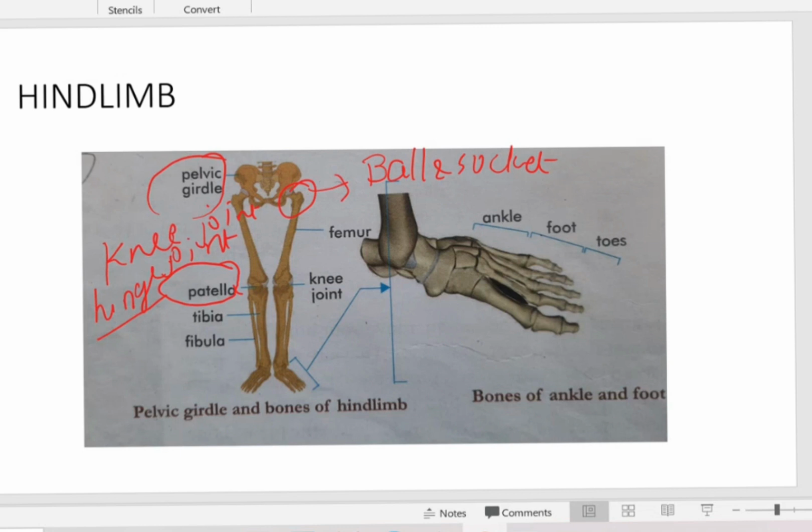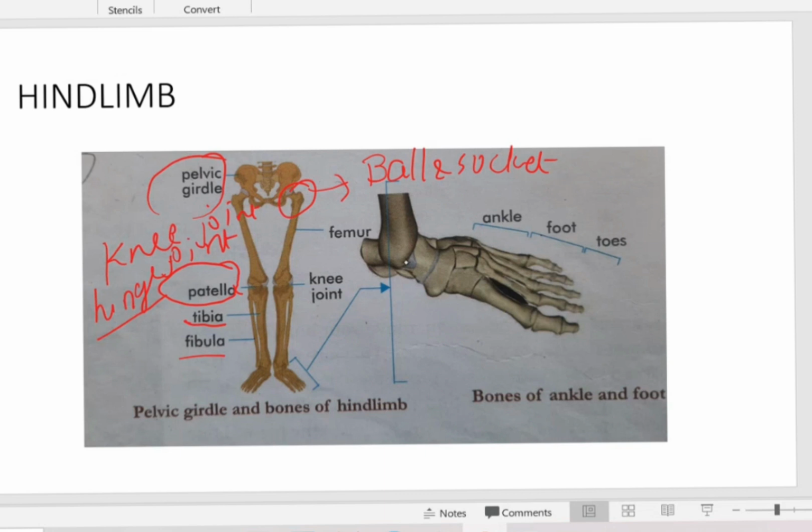And after the patella, you can see there are two bones in the lower leg. The thick one is called tibia, and the shortest, thin one is called fibula. So tibia, fibula and femur. There are three bones in your legs. The femur is the longest one. After femur, the two are tibia and fibula.